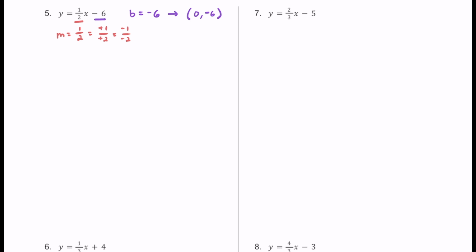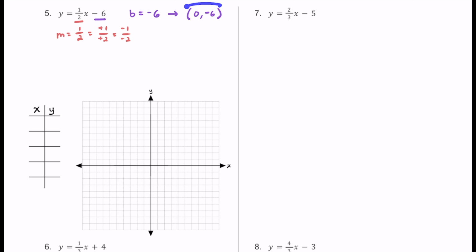Okay, so we have that information. Let's go ahead and make a table and a graph together. Let's go ahead and take this y-intercept of 0, negative 6 and plot that right in the middle. So put 0, negative 6. Now you could go ahead and use negative 1, negative 2, positive 1, positive 2 to fill in each of these x values.